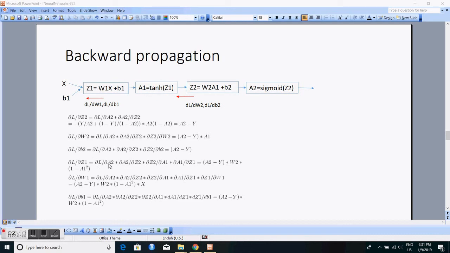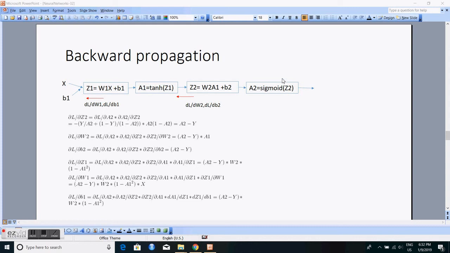Since this is the activation function, this is equal to ∂L/∂A2, ∂A2/∂Z2, ∂Z2/∂A1, and ∂A1/∂Z1. So ∂L/∂Z2 is A2 minus Y, ∂Z2/∂A1 is equal to W2, and lastly ∂A1/∂Z1, which is the tanh, becomes 1 minus A1 square. So you have (A2 minus Y) W2 (1 minus A1 square) into X.